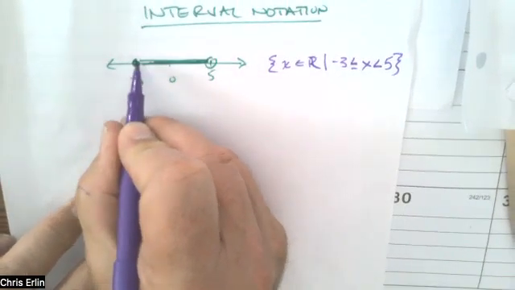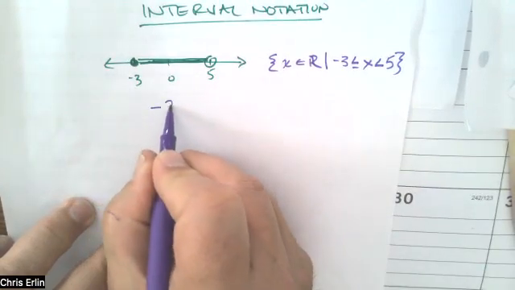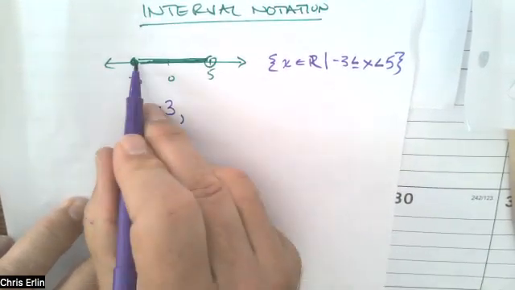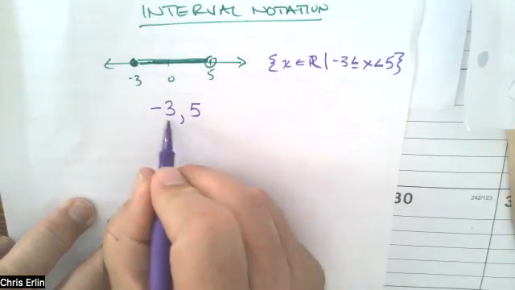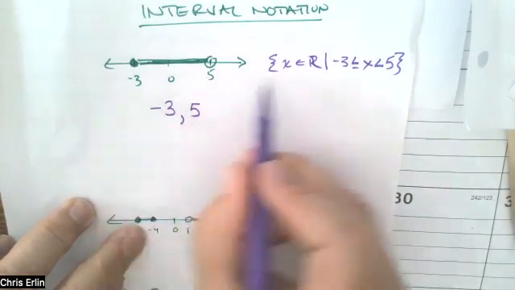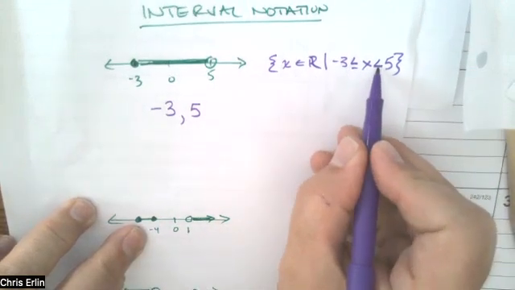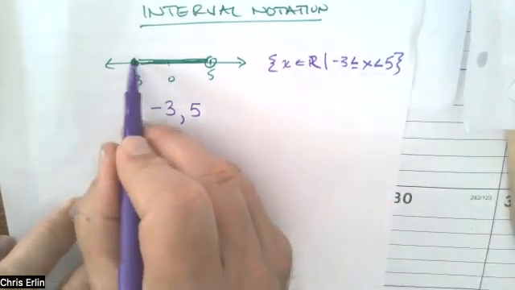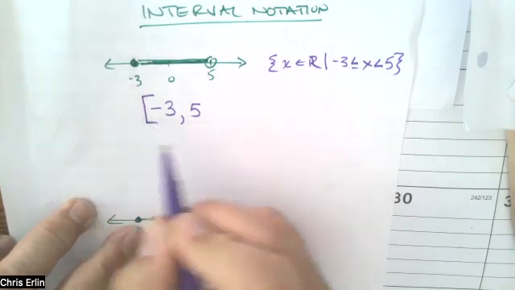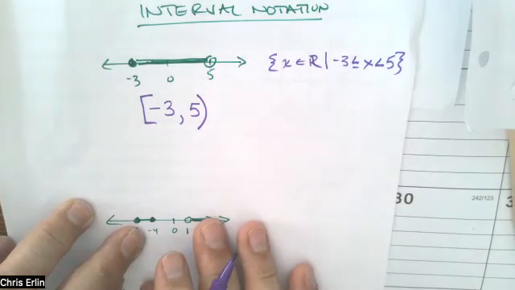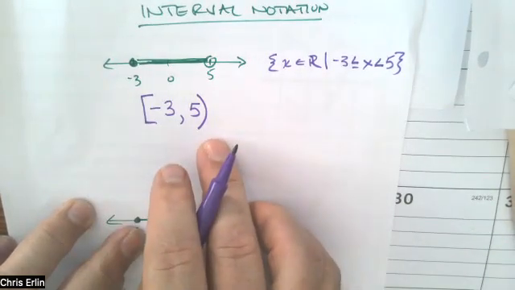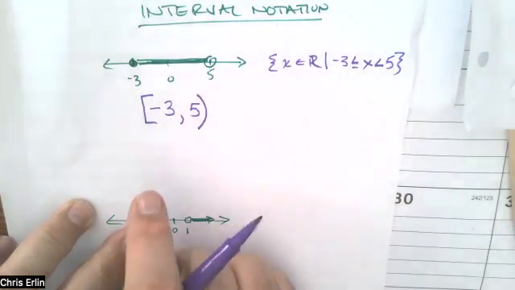So what's my first endpoint here? It begins at -3, comma, and that region then continues all the way down to 5. So that's the other endpoint. Then I want to look at the equivalent of equal to versus not equal to. Since -3 is included, I use a bracket. Since 5 is not included, I use a parentheses. And this is the complete manifestation of domain in interval notation.